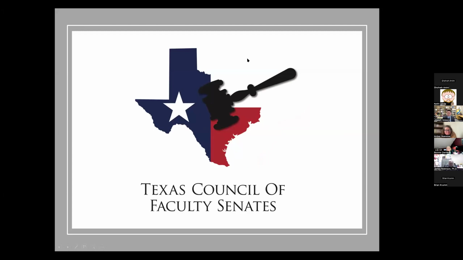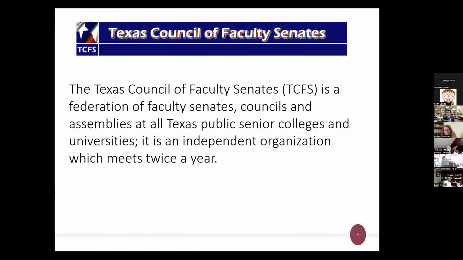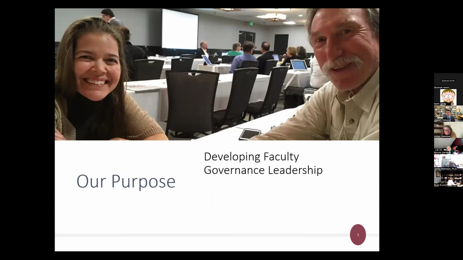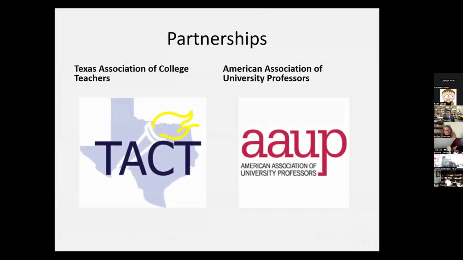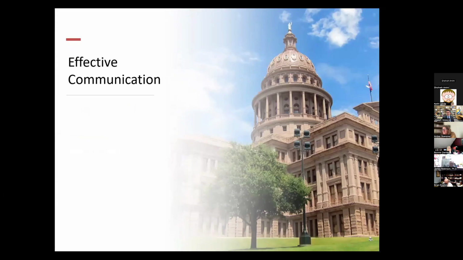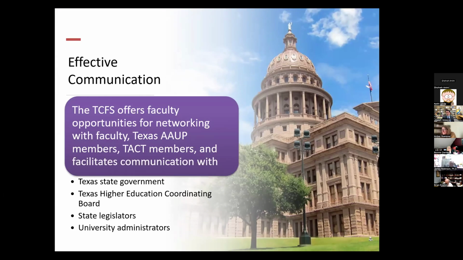All right. So yeah, I told you about the Texas Council of Faculty Senates, and our purpose is to develop faculty governance leadership and promote effective communication across faculty governance leaders and all sorts of constituencies like legislators and all sorts of policy implementers too, like the universities themselves. And we partner with the AAUP through the Texas chapter, and we also have a legislative arm through the Texas Association of College Teachers. So effective communication, I definitely agree with Bonnie. It's very important, and we as an organization try to facilitate that across the state.